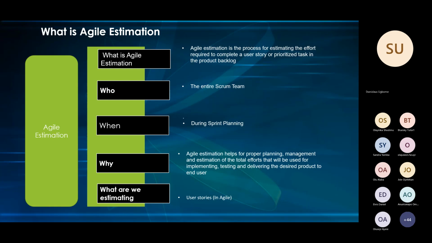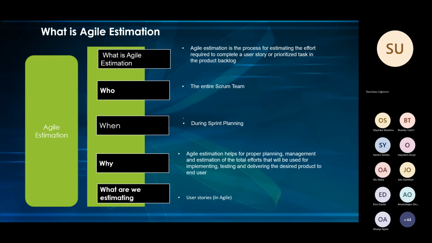So what is Agile Estimation? Agile Estimation is a process whereby you estimate the effort required to complete a user story or a task in the product backlog. So in an Agile project, estimation is needed as the development work is being done. You need to estimate. The size of the effort that is being estimated is usually from the user stories. And we can just develop estimation for our backlog items, sprint backlog items.